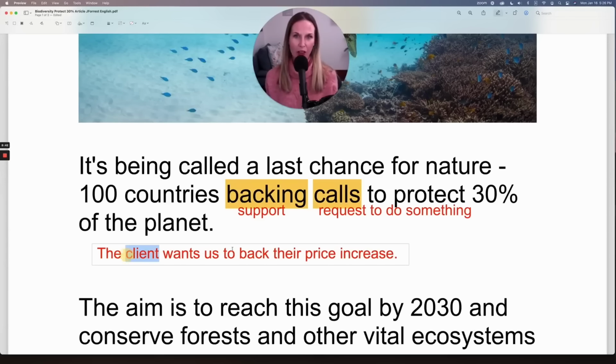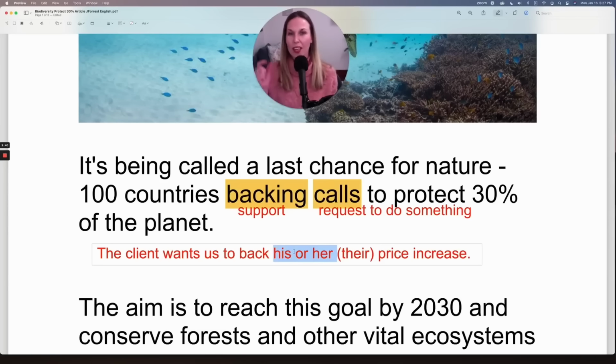Notice how I put the client singular, but then I put my possessive as a plural, their price increase. Native speakers do this because the client could be male or female. And when we don't want to be gender specific, we use their. This isn't official in the dictionary. It's a force of habit. The correct way, according to the dictionary, would be the client wants us to back his price increase, her price increase, or if you want to be gender neutral, you would have to say his or her price increase because there is no singular that represents both genders. So native speakers will frequently say their because it's just easier than saying his or her.